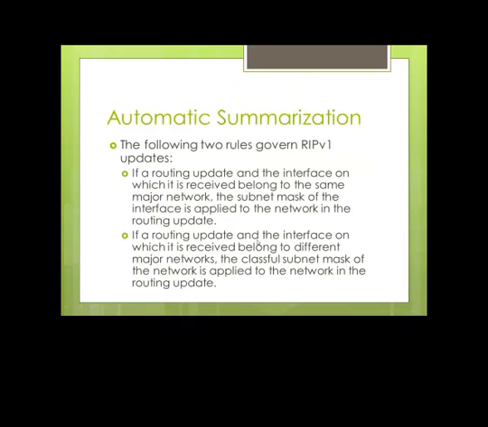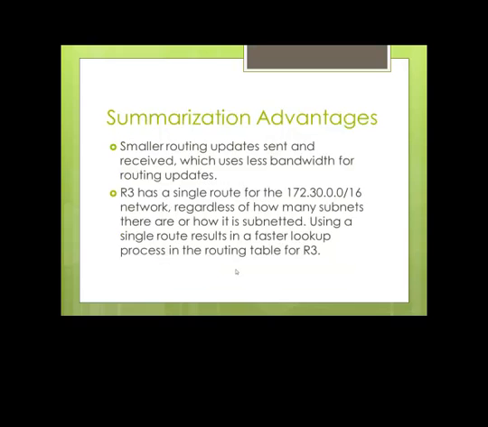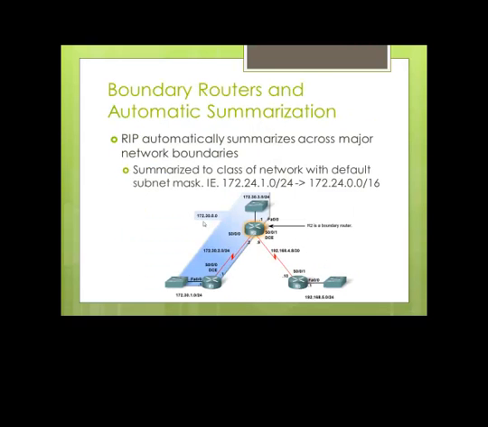If a routing update in the interface on which it's received belongs to a different major network, the classful subnet mask of the network is going to be applied to that network in the routing update. So let's take a look at an example with that. R2 would be sending network addresses of 172.30.3 and 172.30.2 with the /24, and it would send that down to R3.